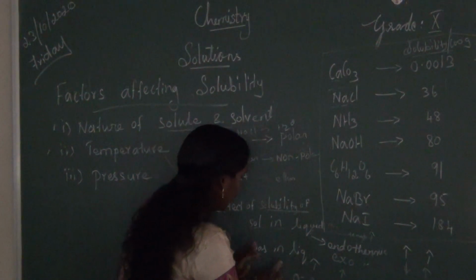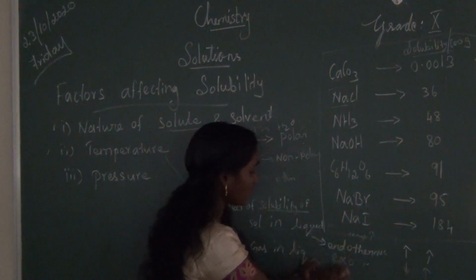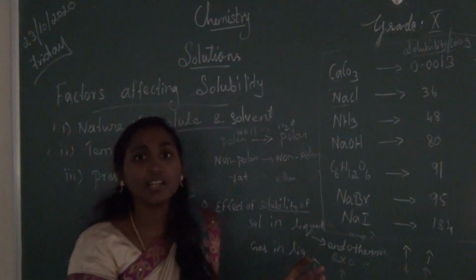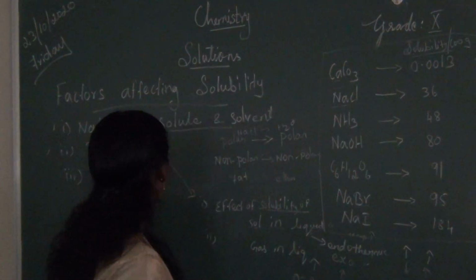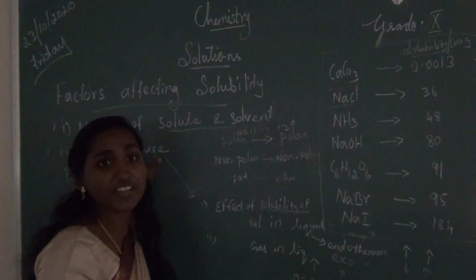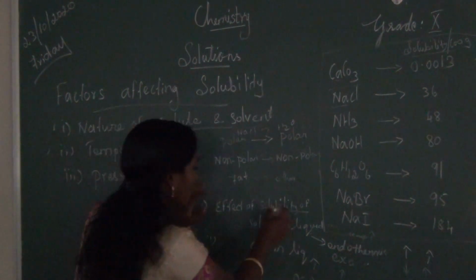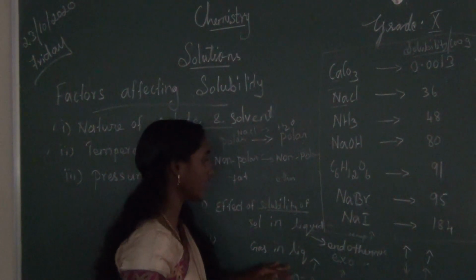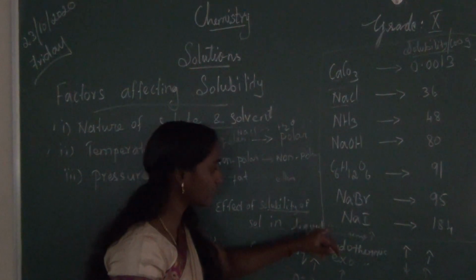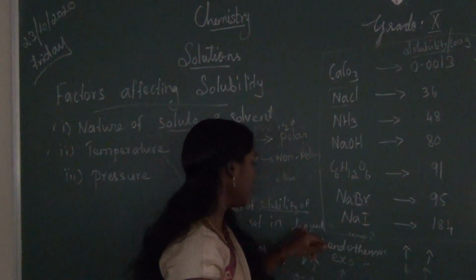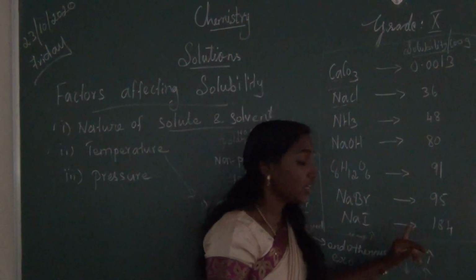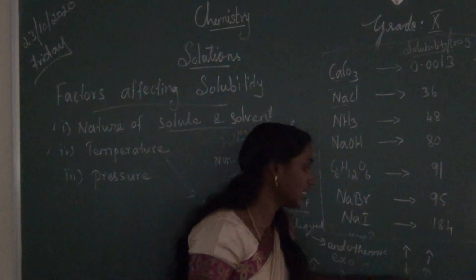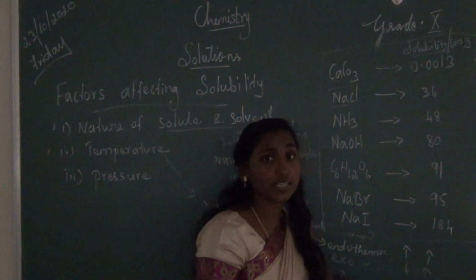Here the main thing, solubility of gas in liquid depends on the temperature. Have you understood the effect of temperature? In this effect of temperature, we studied two terms. First one, solubility of solid in liquid. Second one, solubility of gas in liquid. In solubility of solid in liquid, in endothermic process, solubility increases as temperature increases. In exothermic process, solubility decreases as temperature increases.